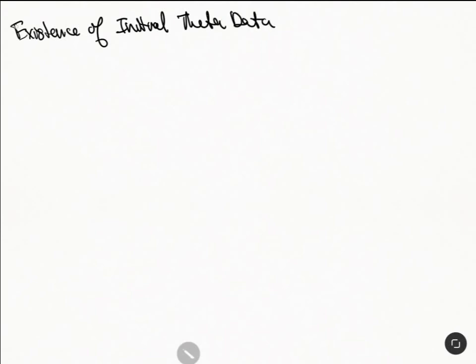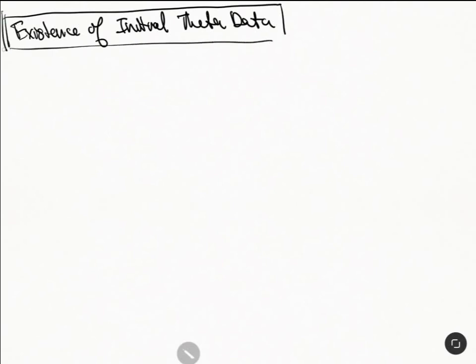So in this video, we're going to talk about initial theta data. In particular, we're going to talk about the existence of this technical condition, the existence of initial theta data. In particular, the local-global compatibility, and then we're going to do initial theta data in a particular example.